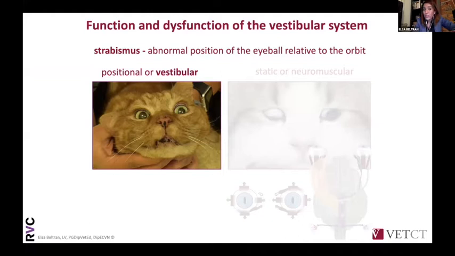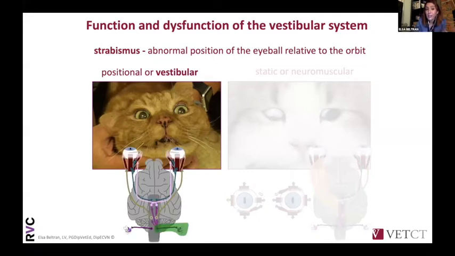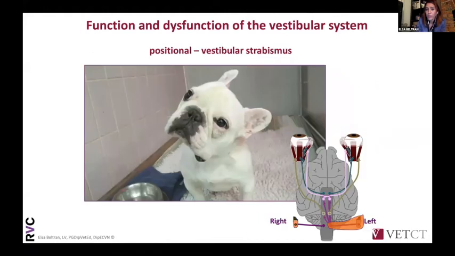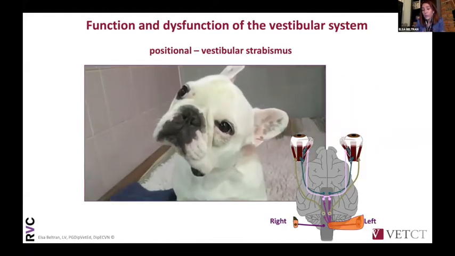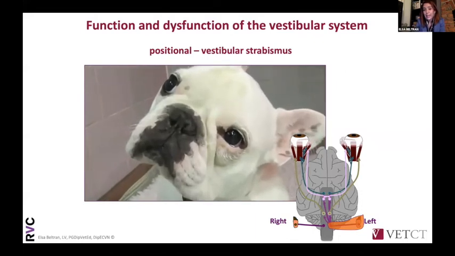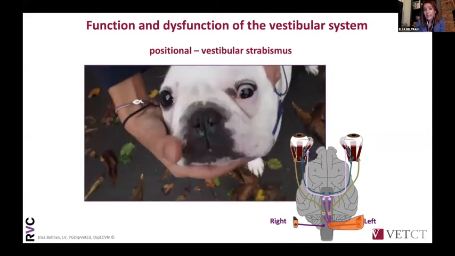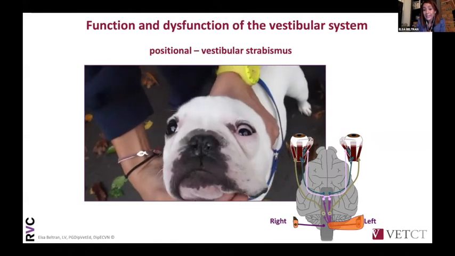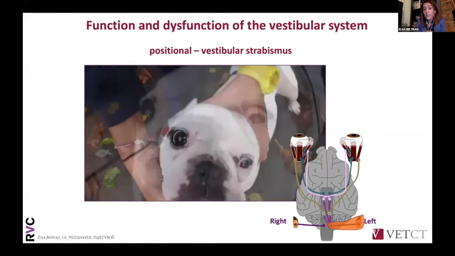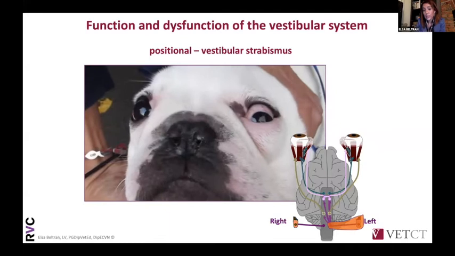Vestibular strabismus is the one seen when we challenge the position of the head, and then the eyeball cannot follow the movement of the head because of the lack of balance, and by gravity it is going to go ventral. This is a position of vestibular strabismus. So if you look at this dog, obviously the posture shows a left-sided head tilt. And then when we evaluate the strabismus, can you see, we can even elicit the pathological nystagmus now, and we see the positional or vestibular strabismus.